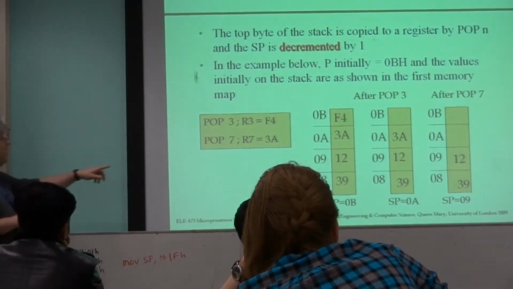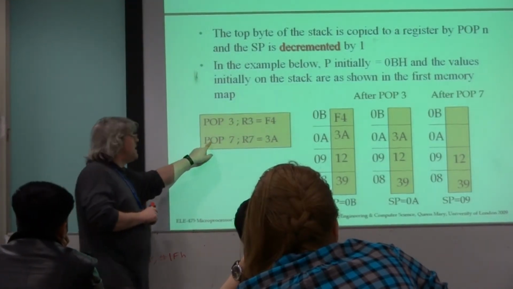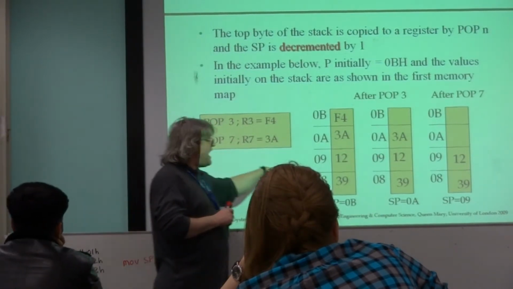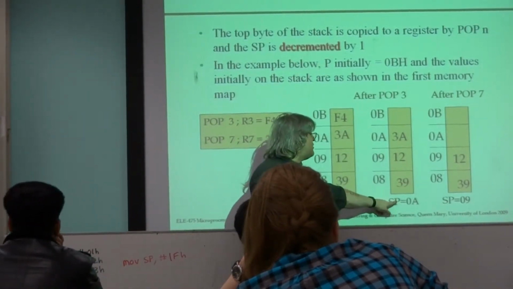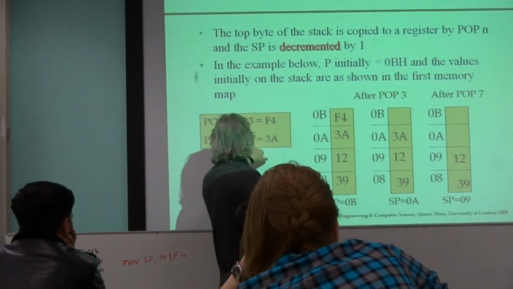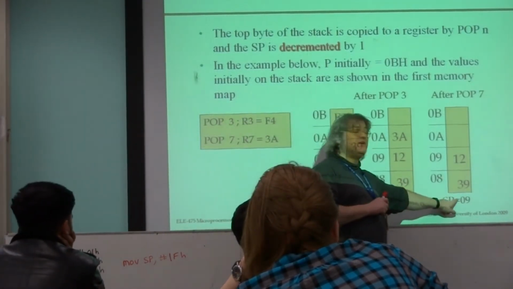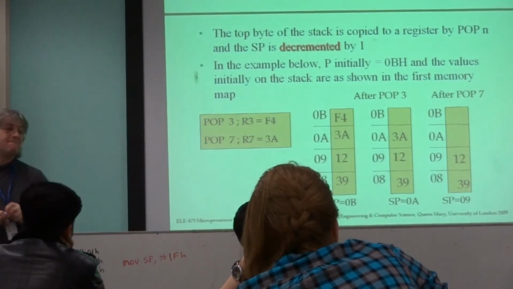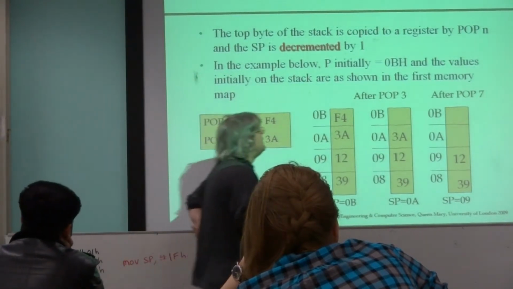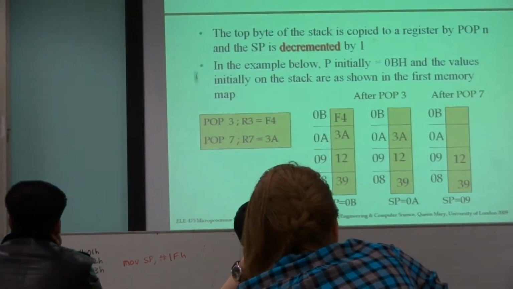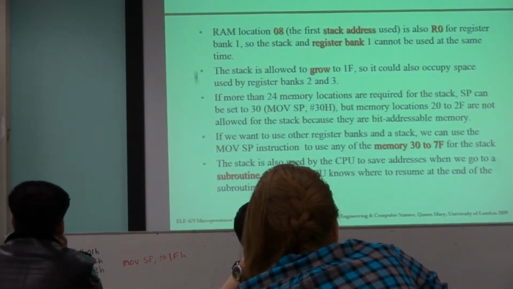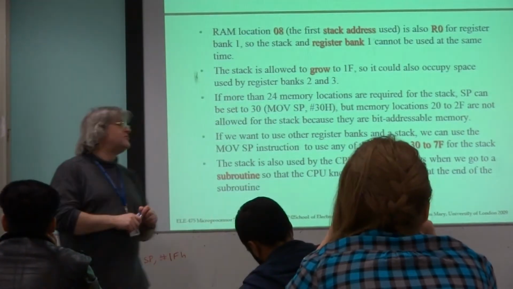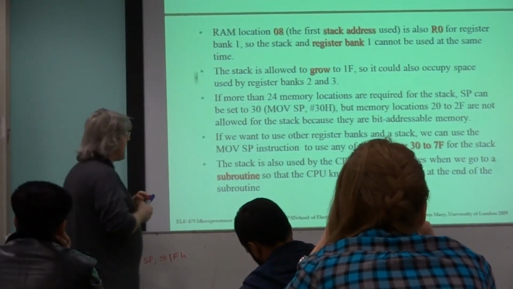So on the second pop, pop 7, effectively whatever's in the stack at that location will be put into register 7, and then this will be decremented again. So we'll then take the 3A, and that will go into R7, and then the stack pointer will drop down to 09. I'll talk a little bit about this. This slide isn't absolutely 100% correct, so I'll point out the bits.